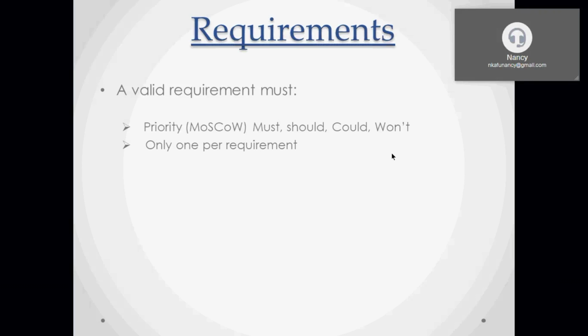When you are writing your requirements, only one requirement per statement. You know what I mean by only one: the table must have 4 legs. I cannot say the table must have 4 legs and have a blue top. 4 legs and a blue top are 2 requirements. So I write requirement 1, the table must have 4 legs. Requirement 2, the table must have a blue top. That's how you write your requirements, only one per requirement.